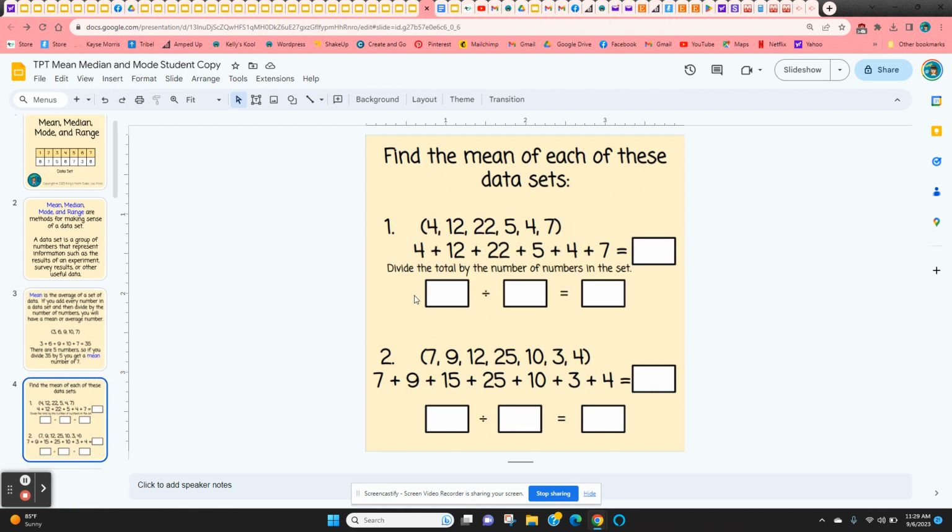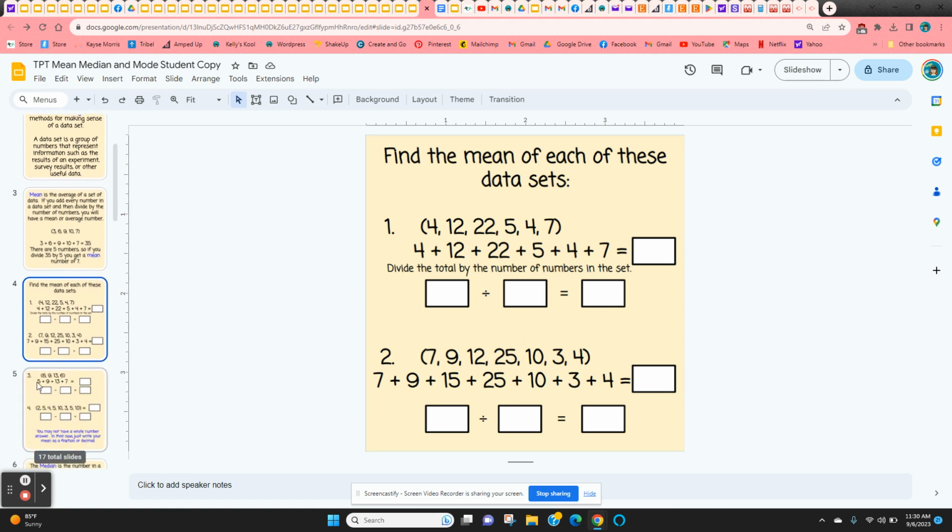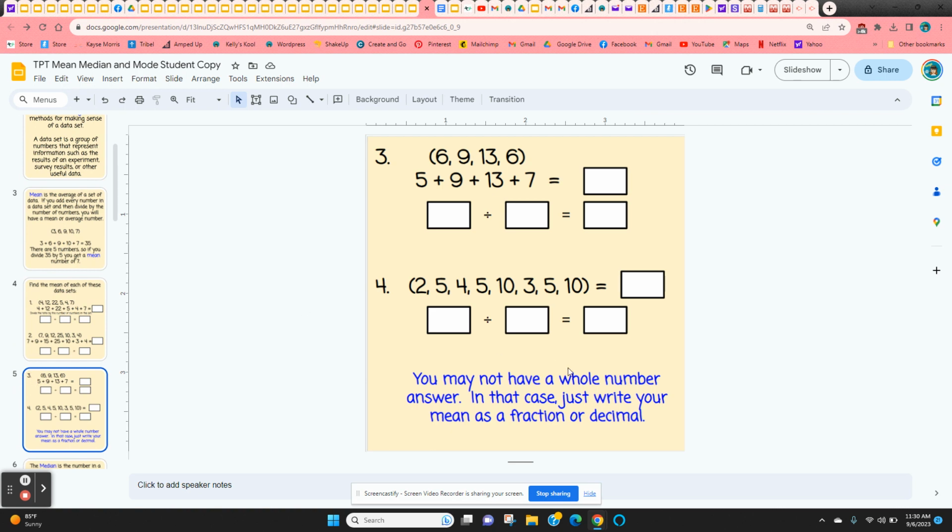They have a couple to work on here. They're going to add all of these numbers together, type the answer here, put that same answer here, divide by, and they have to count. There are 6 numbers, so they're going to put 6, and then their solution. When they get to the next slide, it explains at the bottom that there may not always be a whole number answer, so in that case, they can write their answer as a fraction or a decimal.